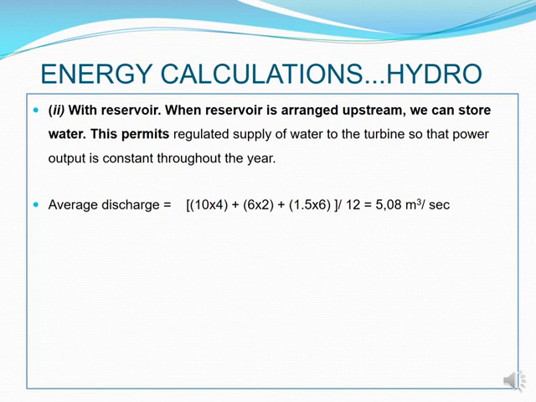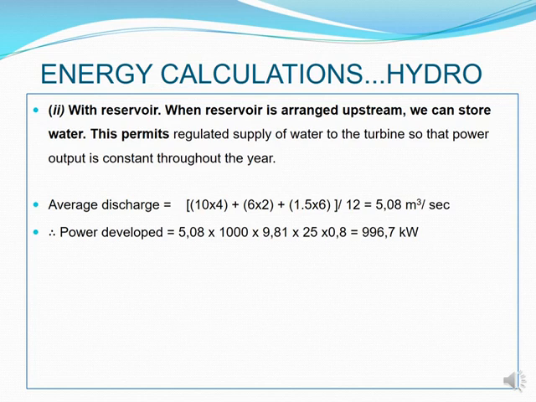You divide all of that by the 12 months so that it shows that it is per year, and we're trying to get the average per month. And that average per month is basically going to be 5.08 cubic meters per second. Once you have that average, you can then do the multiplication for your power.